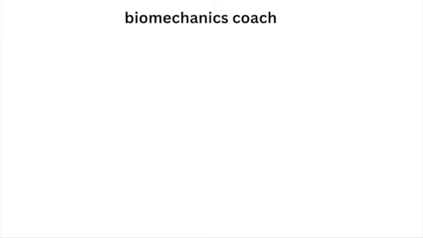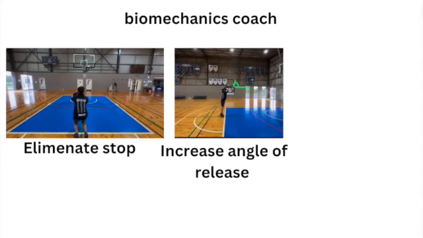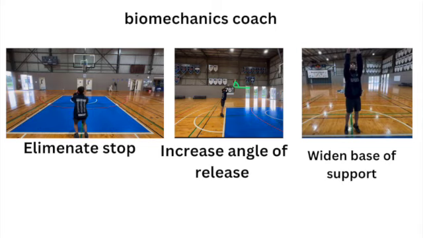If I was a biomechanist coach, the 3 things I would recommend to myself is to eliminate the pause from my free throw, as it decreases my velocity and decreases accuracy. Then to increase my angle of release to have a greater entry angle, increasing my percentage of made throws. And lastly, to slightly widen my base of support to increase my stability and improve accuracy. All of these will cause me to shoot better percentages from the line and evolve my free throw.